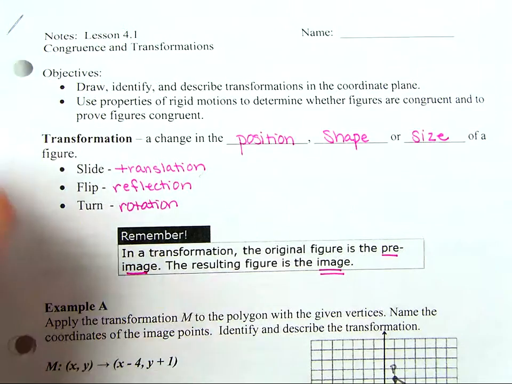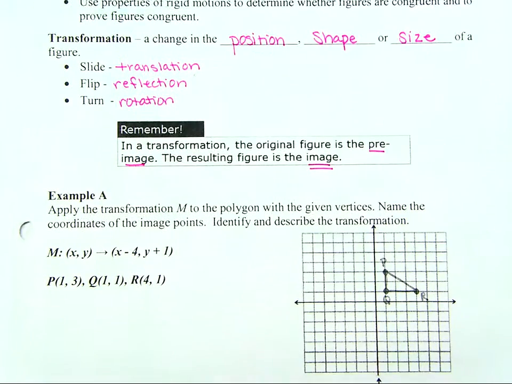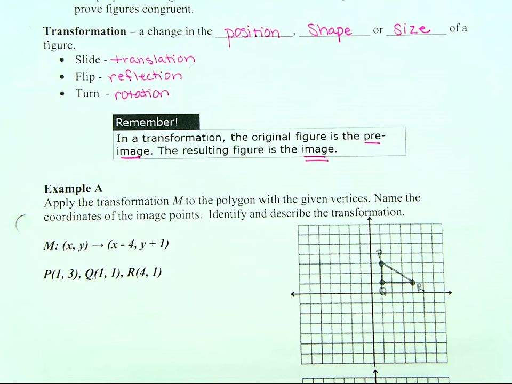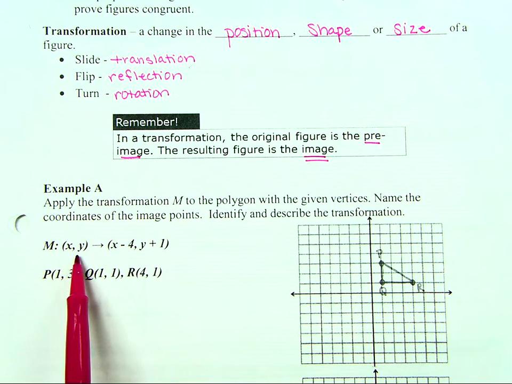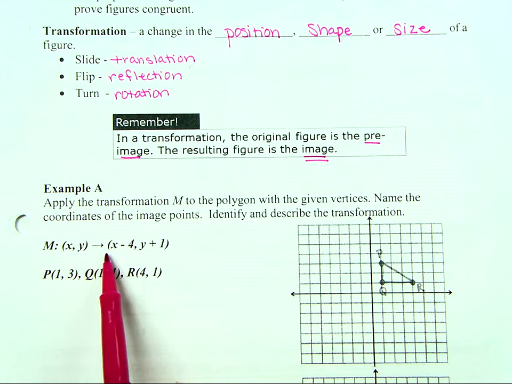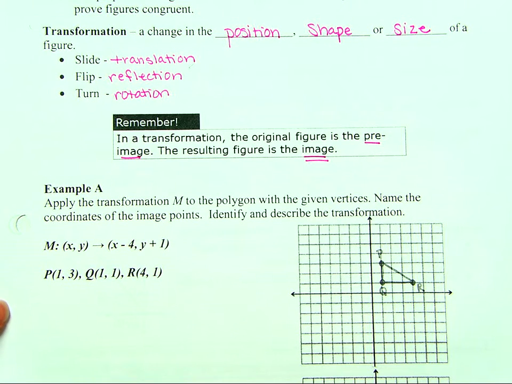Taking a look at example A, they're asking us to apply the transformation M to the polygon with the given vertices. Then they want us to name the coordinates of the image point and identify and describe the transformation. So I've gone ahead and plotted my points P, Q, and R. My transformation is given here in arrow notation. This basically says take your point x, y, which would map to the point x minus 4 and y plus 1. So I'm going to be finding my new coordinates.